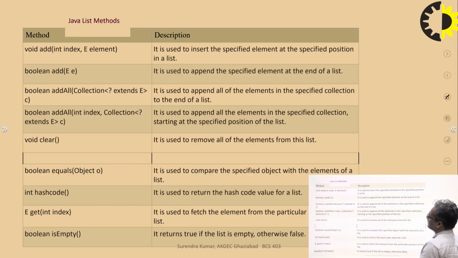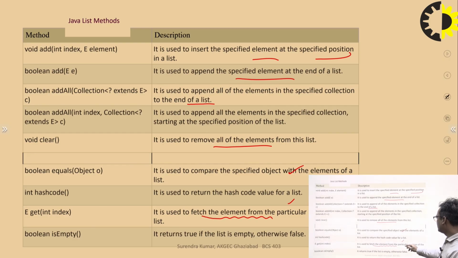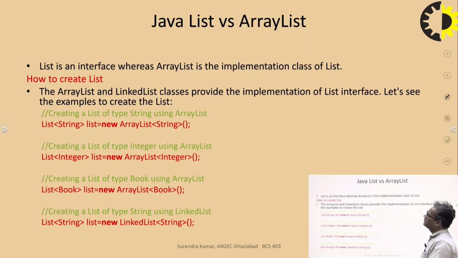Like add(index, e) appends the specified element at the specified position with the index value. addAll(collection) adds to the end of the list, and addAll at a particular index adds all the collection. clear removes all the elements from the list. equals is for comparing, hashCode is for returning the hash code. get is used to fetch the element from a particular position of the list. isEmpty checks whether the list is empty or not. So there are a number of methods you can use in the list also.